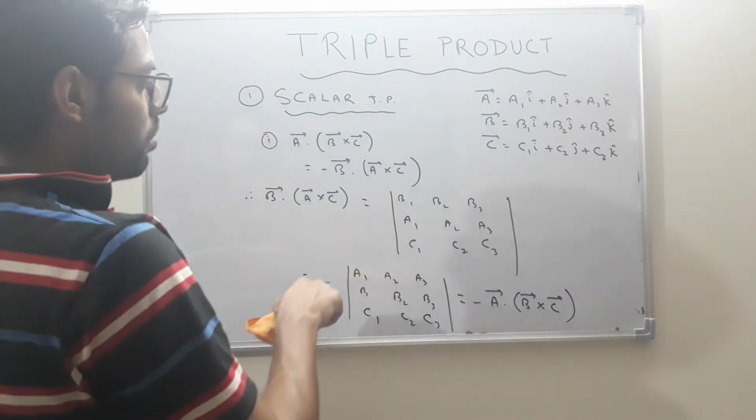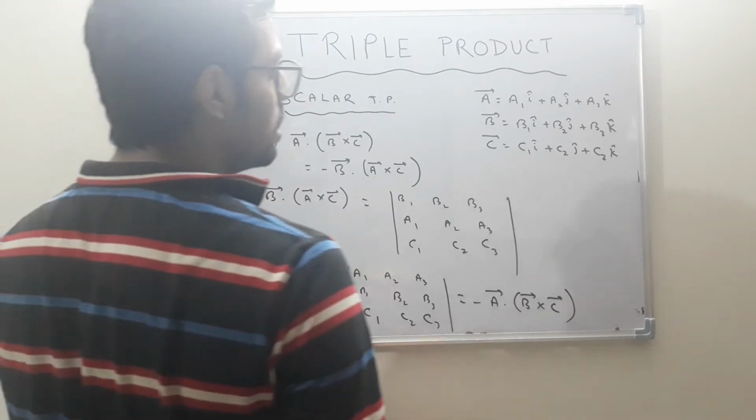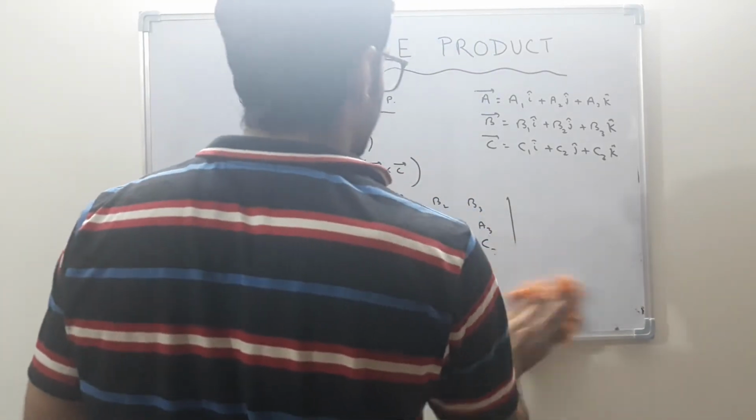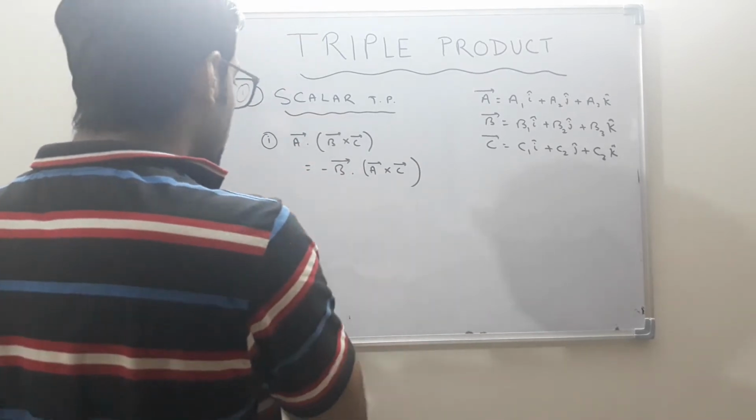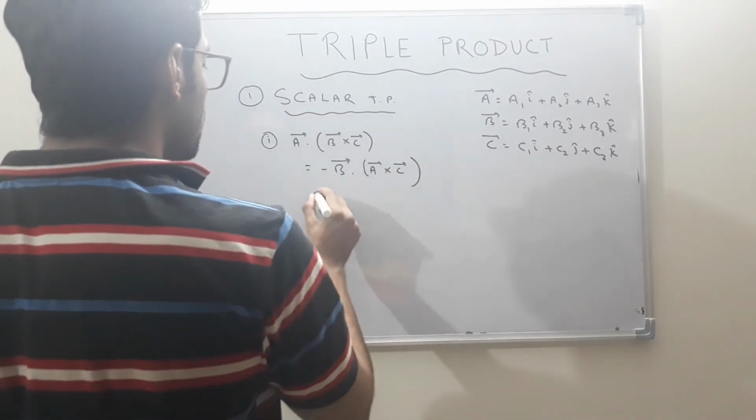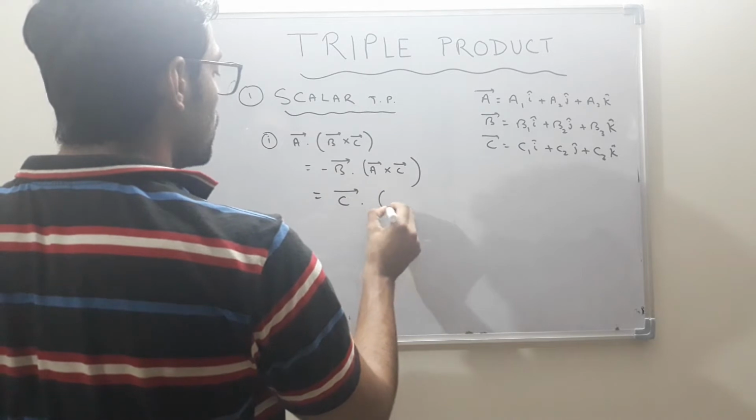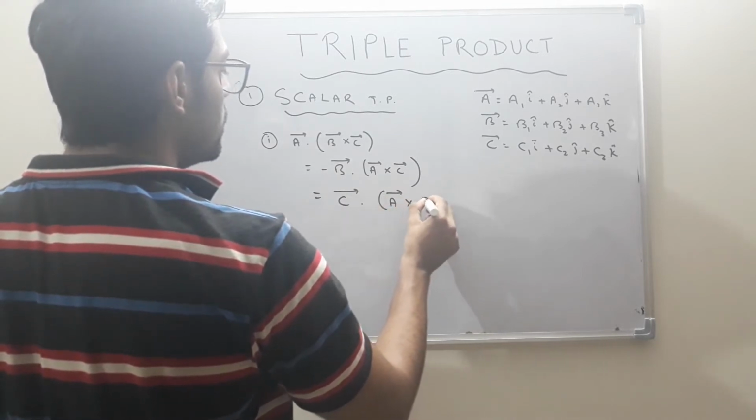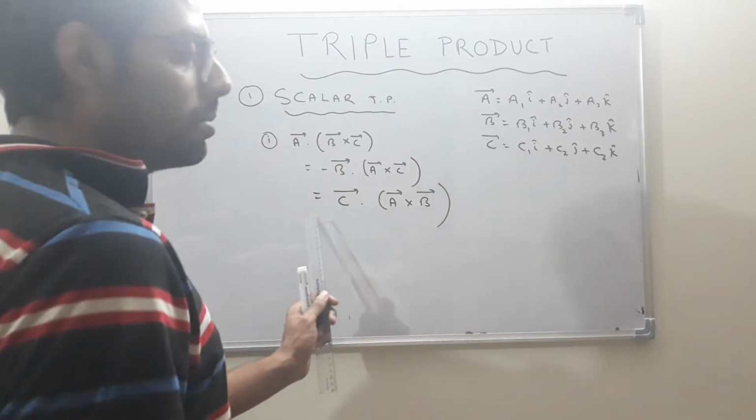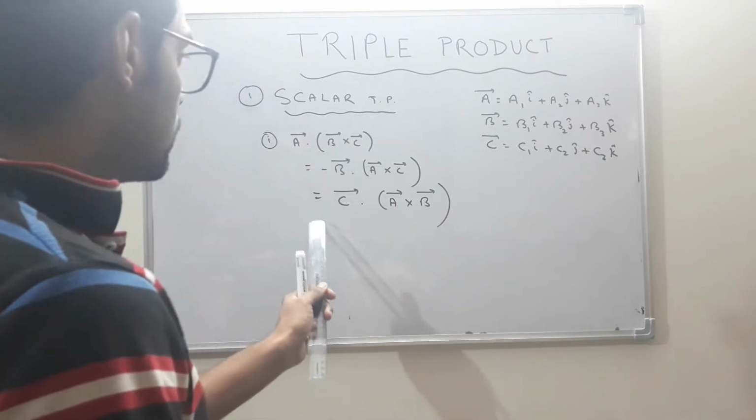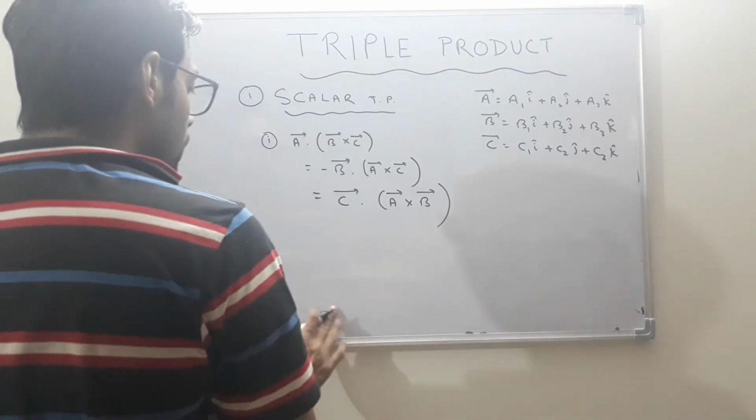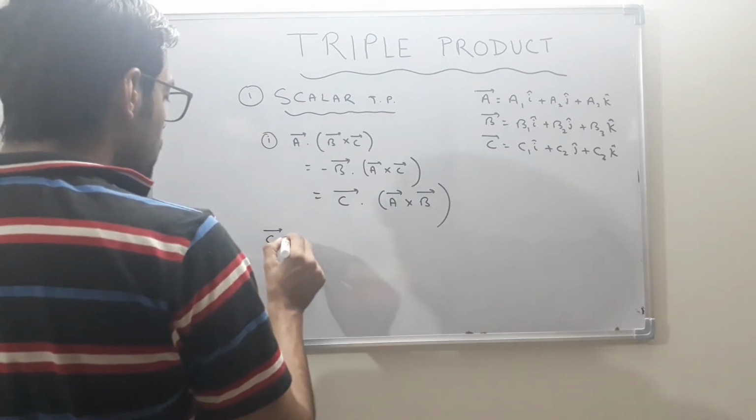How? By interchanging the order of these vectors we can get different values actually. Again, it is equal to C dot A cross B. By using the similar determinant technique, you can also prove that A dot B cross C is equal to C dot A cross B. How? Let me show you. C dot A cross B.